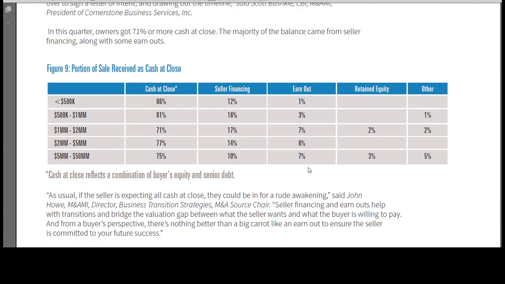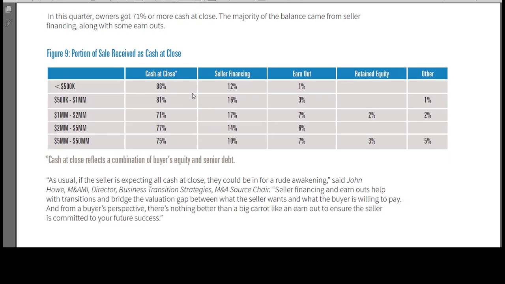Again, all of this has to be taken with a pinch of salt. The people who are reporting the data do have a vested interest in showing that they've done a great job. And so one of those things would be to show that they've achieved more cash at close for their clients. But still, the numbers are interesting.